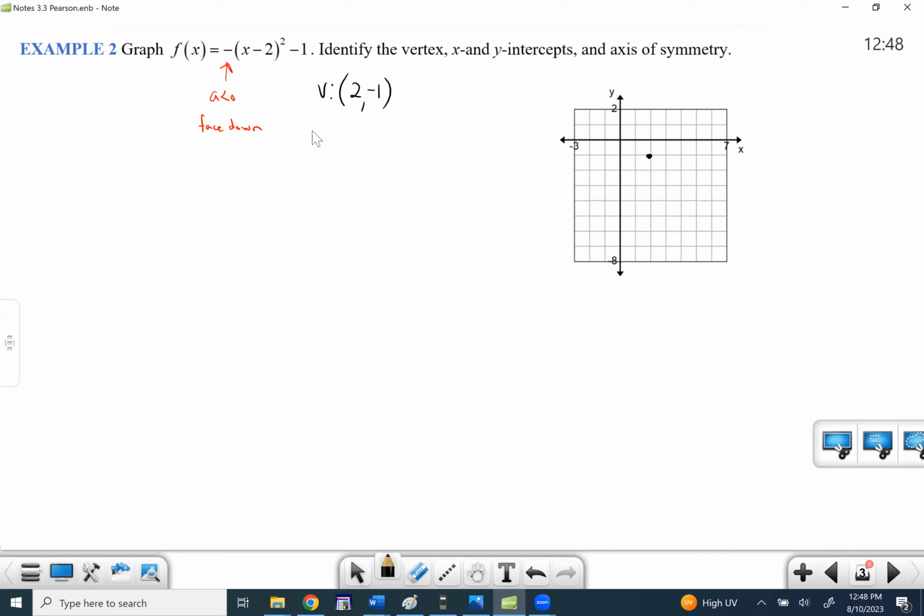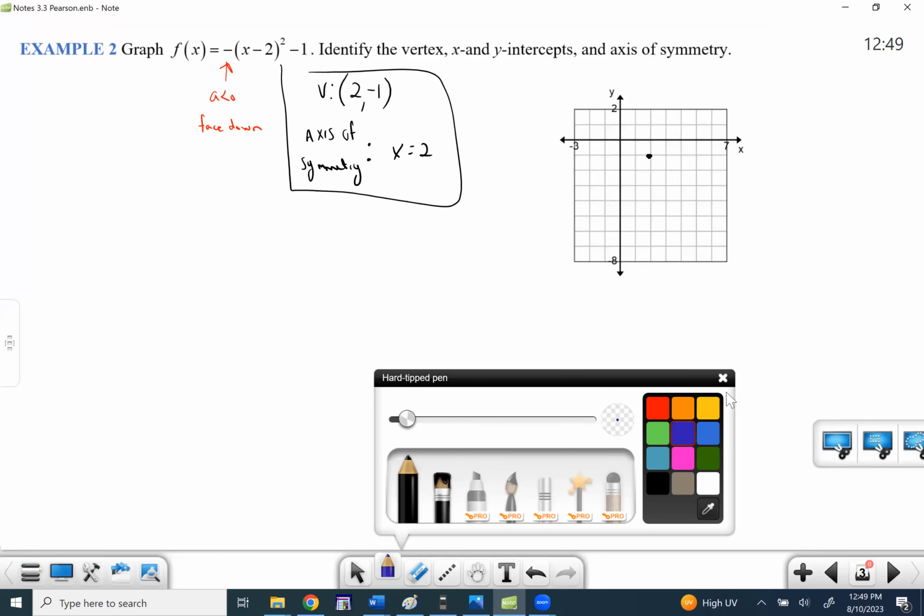Now that tells us that our axis of symmetry is going to be x equals 2 then. It's going to have to go through the same x value as the vertex, right? So let's go in here and get our x and y-intercepts now.